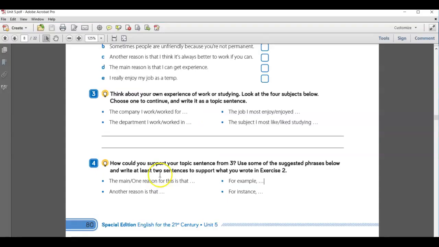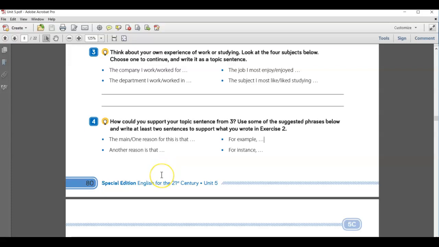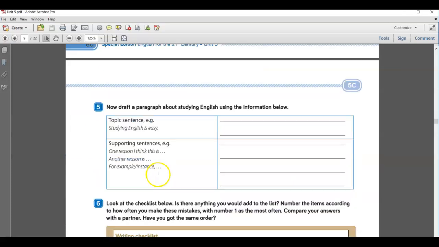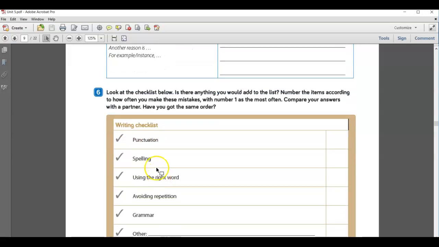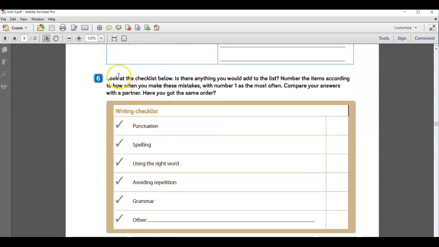All right. So if we move on to activity 6, look at the checklist below. Is there anything you would add to the list? Number the items according to how often you make these mistakes, with number 1 as the most often. Number 1 is the biggest problem for you when you write, and then compare your answers with a partner.